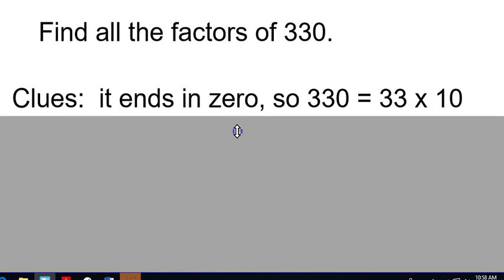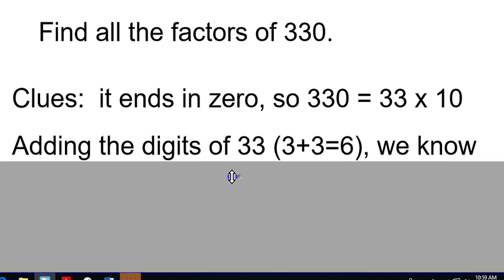We had talked about all the clues that we might have when we're trying to factor. First clue might be, well, this number ends in 0, so that means it's divisible by 10, so I could write out the first two factors as 33 and 10. 33 times 10 is 330.